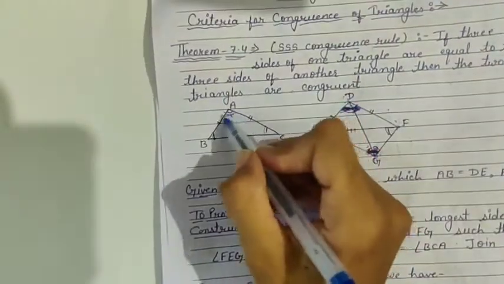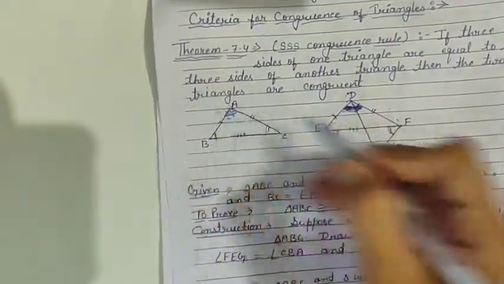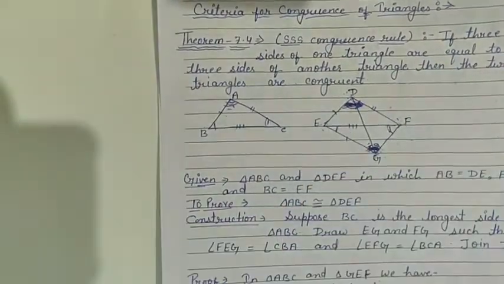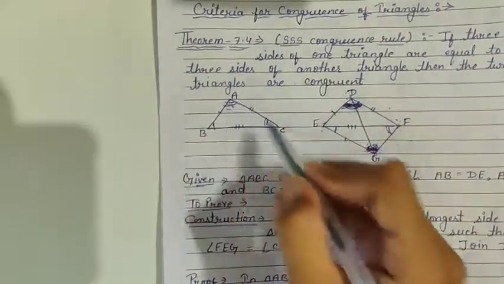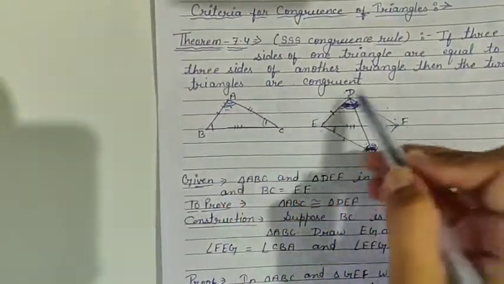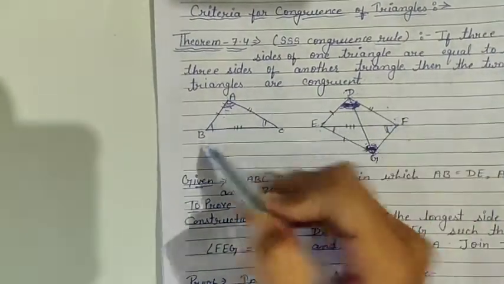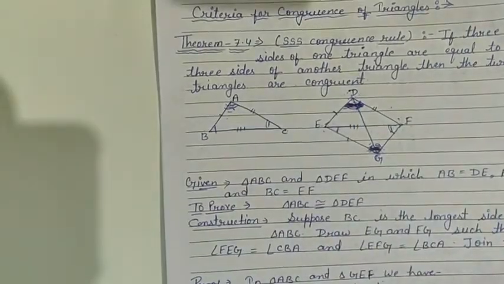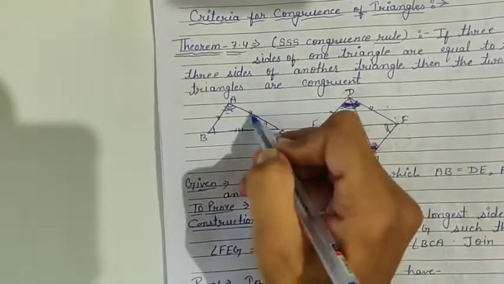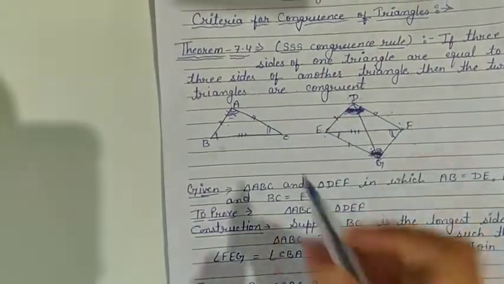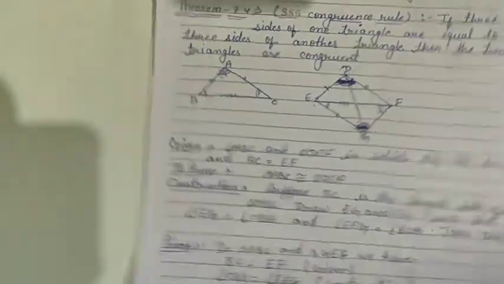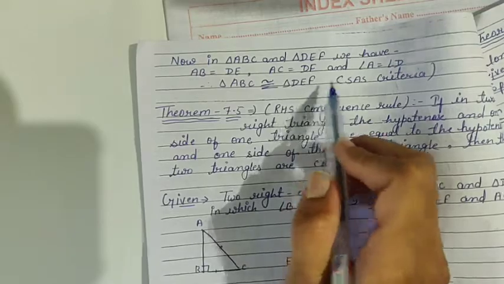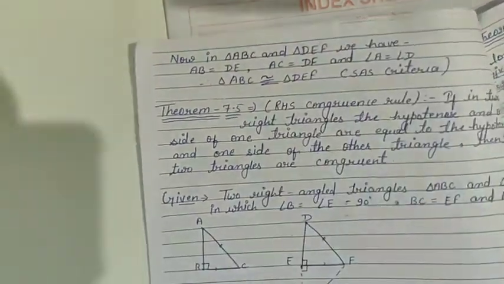Now students, angle A equals angle D, and AB equals DE, this is given, and AC equals DF. This is also given. We proved angle A equals angle D. So by side angle side criteria, these two triangles are congruent. So triangle ABC is congruent to triangle DEF by SAS criteria.